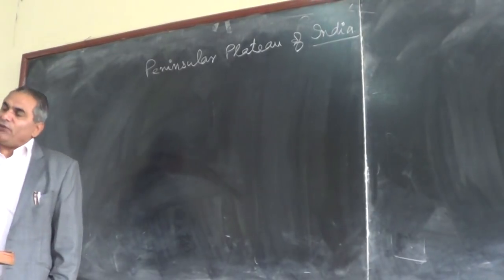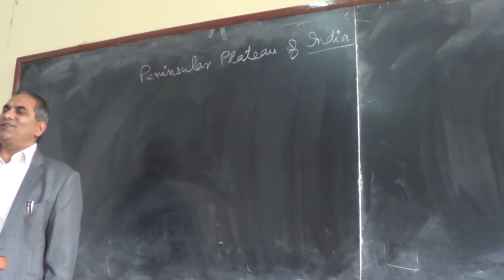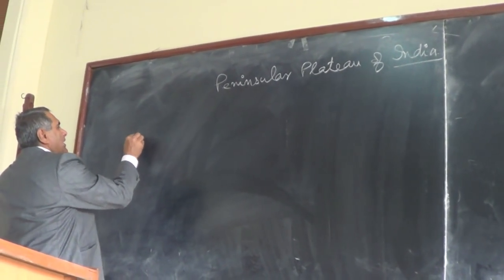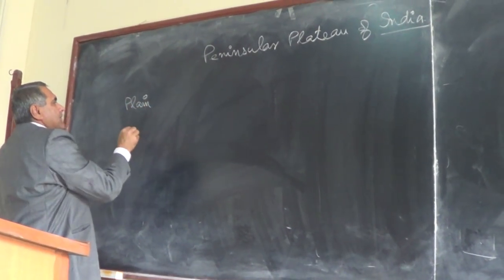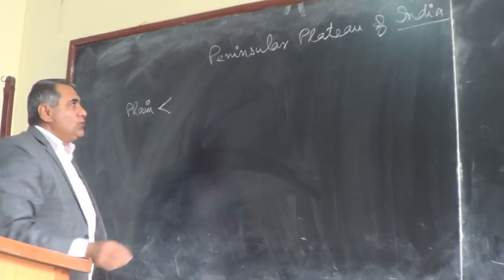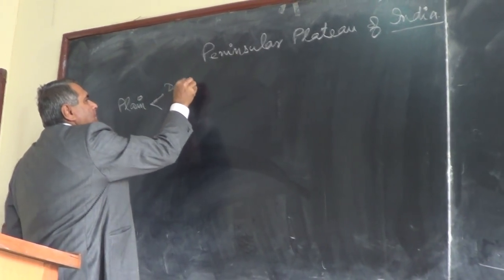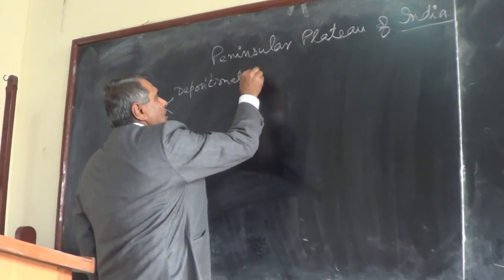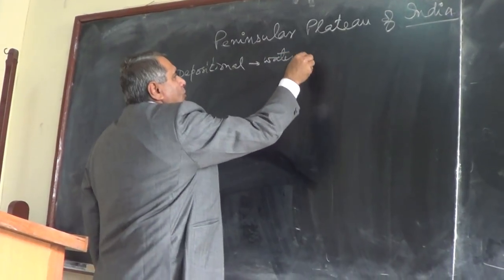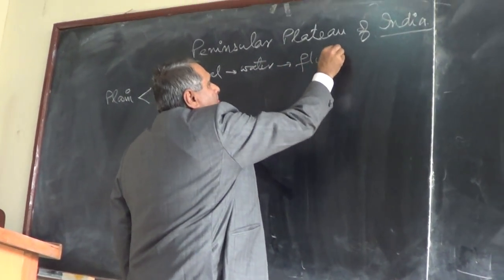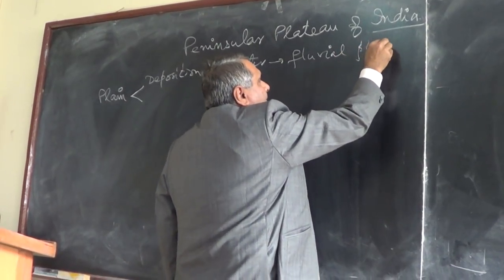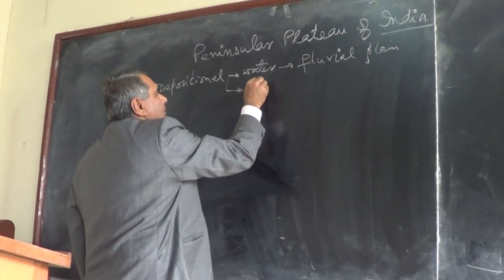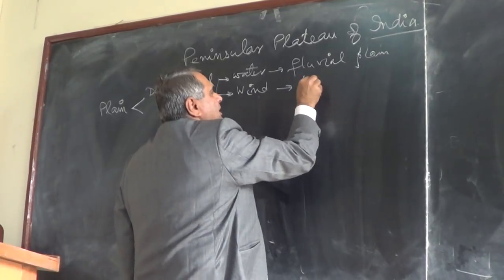Peninsular Plateau of India. Let me tell you first, plateau. There are different relief features, generally called plain. There are two types of plain. One is the depositional plain, deposited by water. So they are known as fluvial plain. And some are depositional plain by wind, known as loess plain.